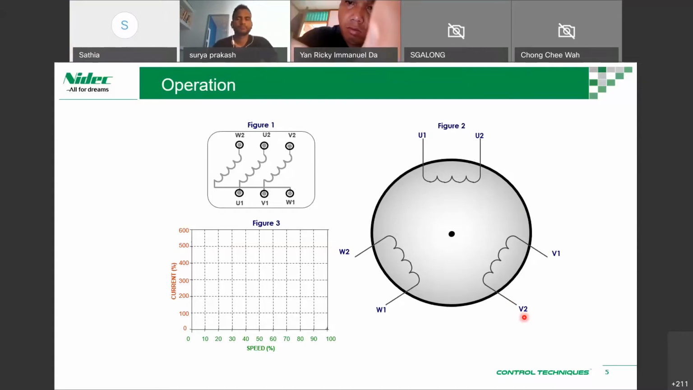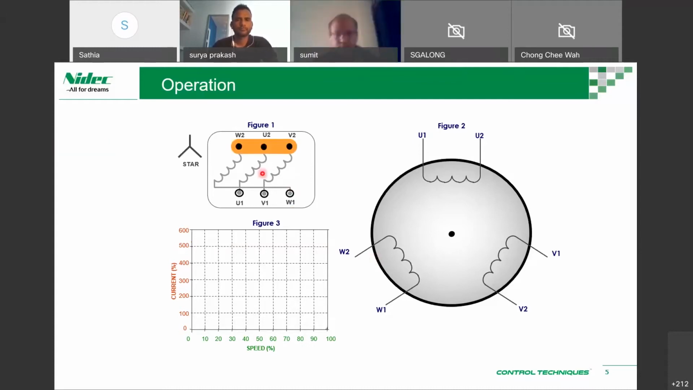But typically when we're using DOL starters or star delta starters, we will have to use a six terminal motor. But for VFDs, we will be just using 3, but we will be the one who's deciding whether it's a 6 or 3. Okay.